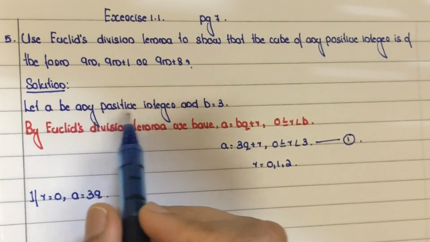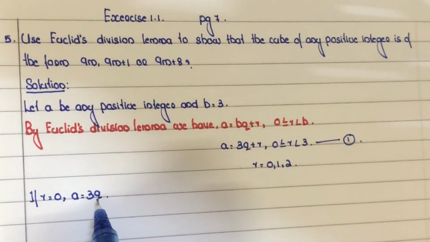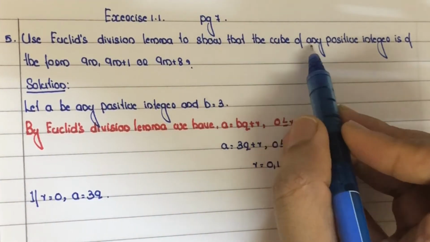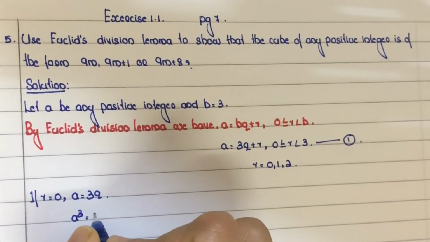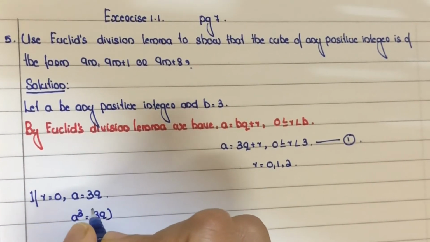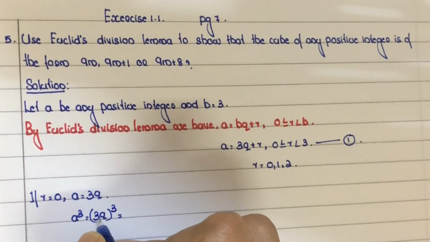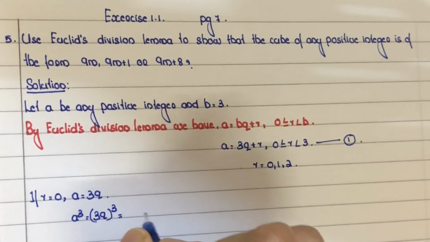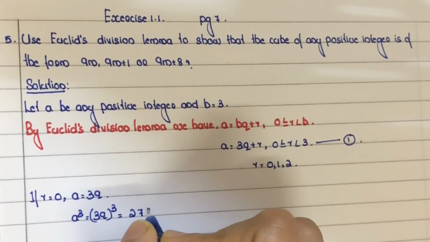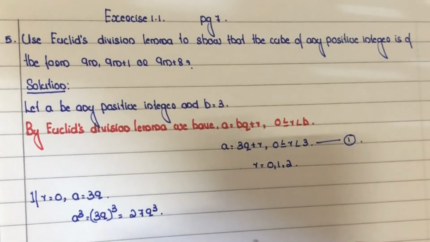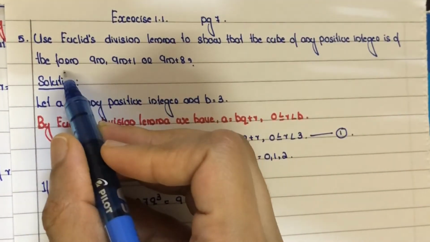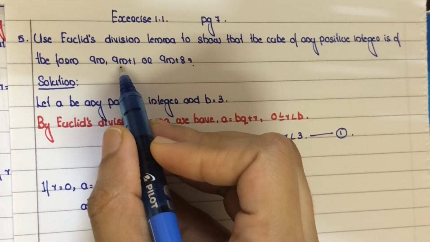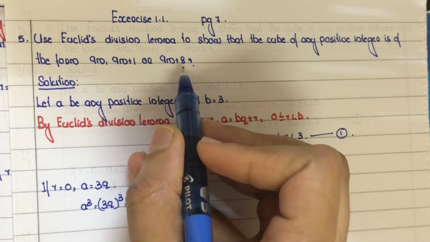Here a be any positive integer, that is a is equal to 3q, and here we got a is equal to 3q. Now cube of any positive integer, that is a cube, that is equal to 3q whole cube. 3 into 3, 9. 9 into 3, 27. 27q cubed. Cube of any positive integer is of the form 9m, 9m plus 1 or 9m plus 8.